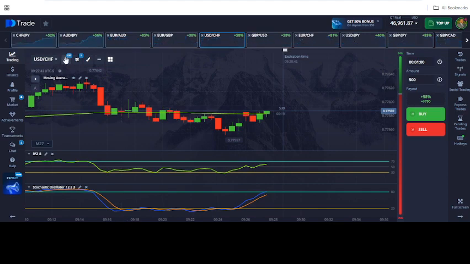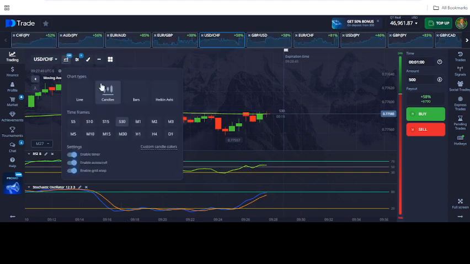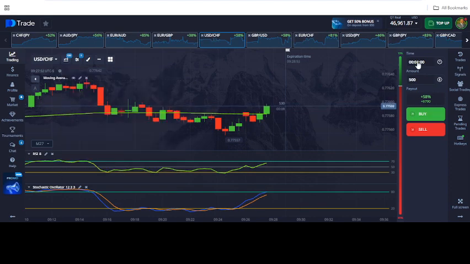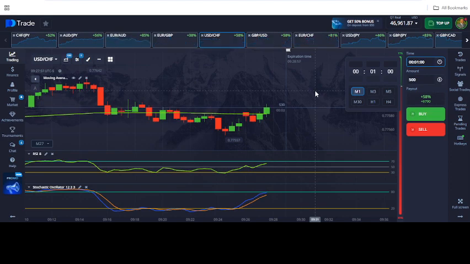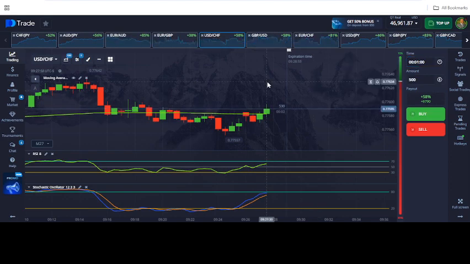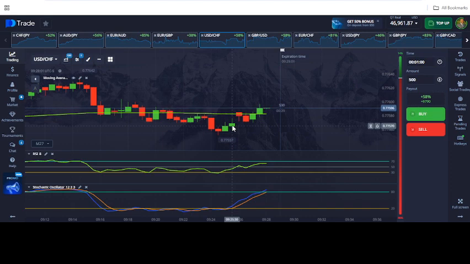Now for my candlestick chart, I have my candle set to 30 seconds, regular Japanese candles here. And for my trade timer, I've set it to 1 minute or 60 seconds. In other words, I'll be taking 60-second trades while looking at these 30-second Japanese candles. Okay, so what I'm going to do now is pause the video and look for some setups.